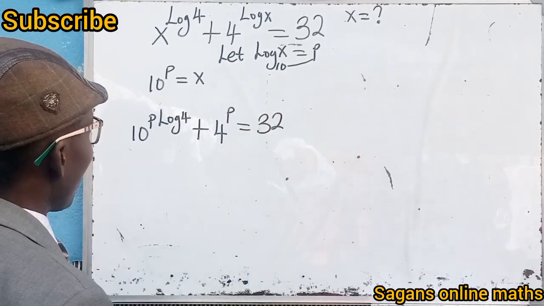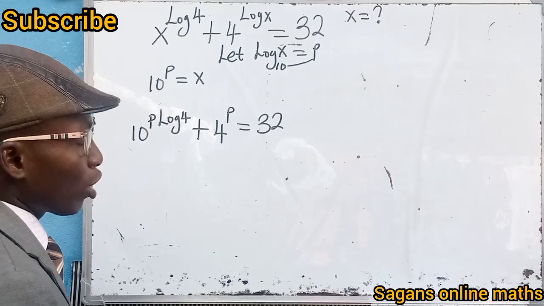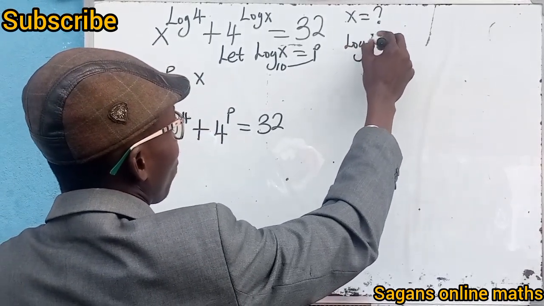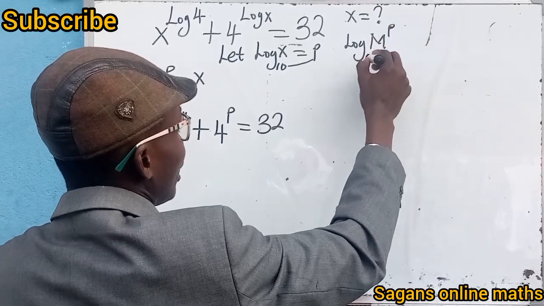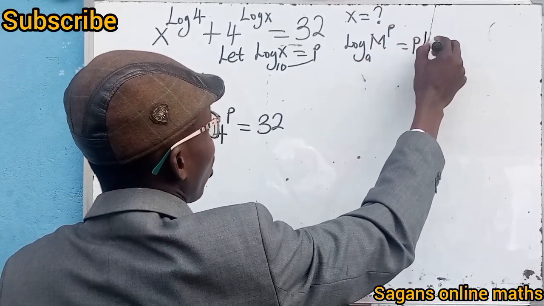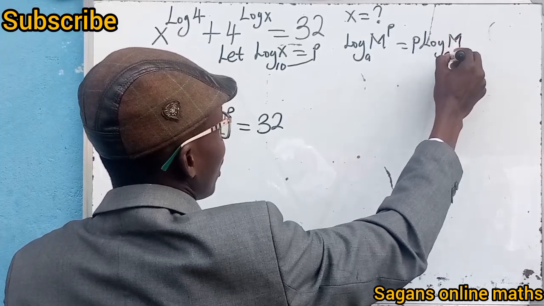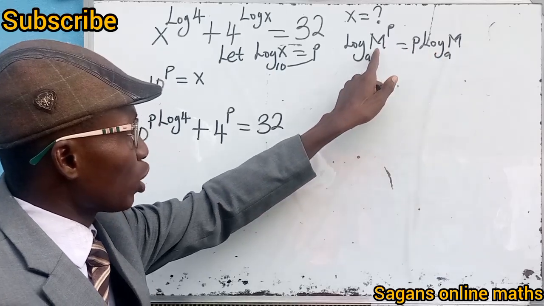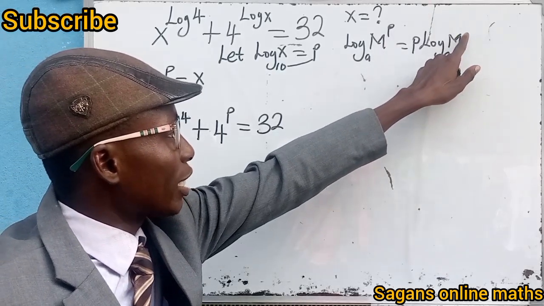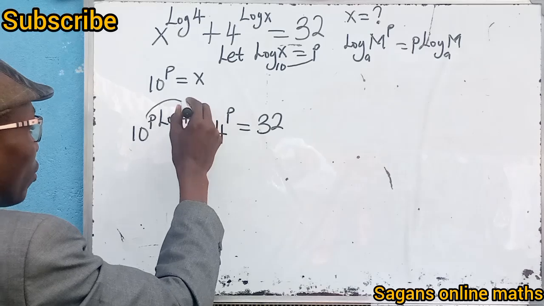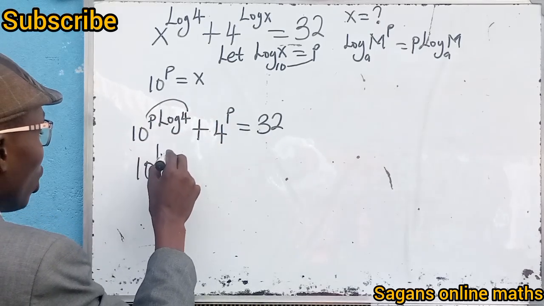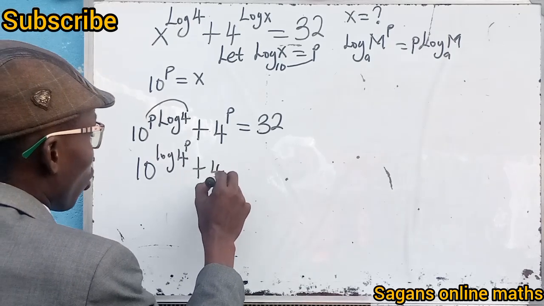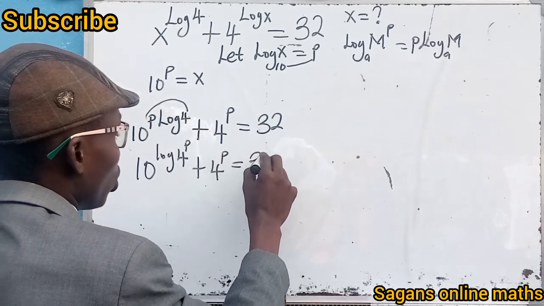Now, one of the properties of logarithms is that log of m to the power of p, base a, is equal to p multiplied by the logarithm of m, base a. You can see that this is in this form, so we take it to this form. That means the exponent goes back to here. So now 10 raised to the power of log 4 raised to the power of p, plus 4 raised to the power of p, equals 32.